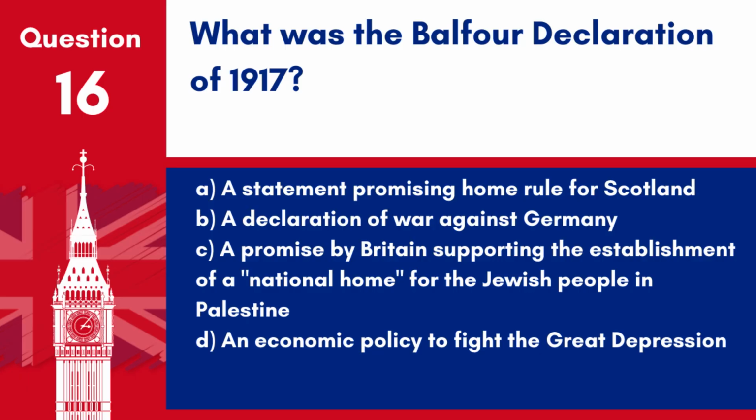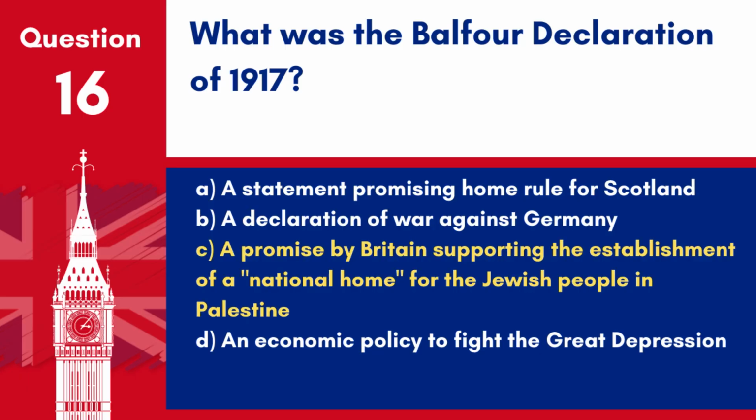Question 16. What was the Balfour Declaration of 1917? A. A statement promising Home Rule for Scotland. B. A declaration of war against Germany. C. A promise by Britain supporting the establishment of a national home for the Jewish people in Palestine. D. An economic policy to fight the Great Depression.